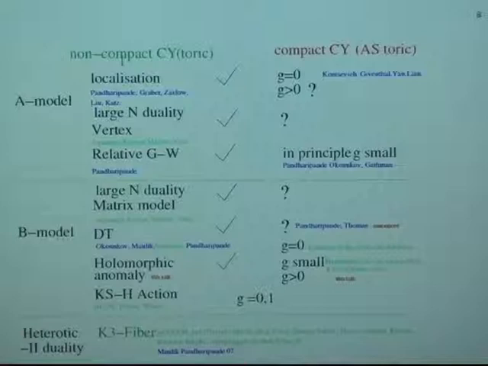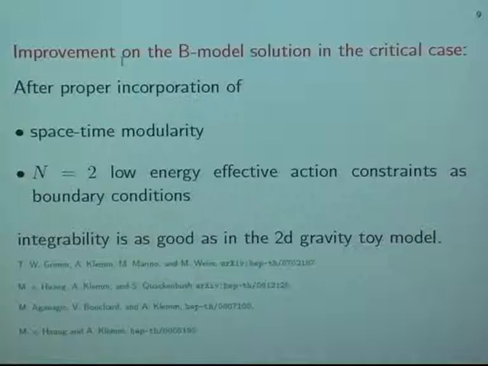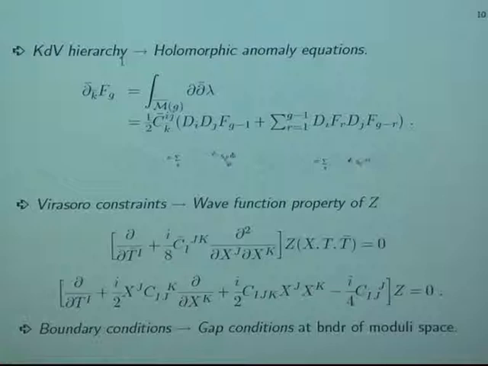So now the improvement in the critical case for the compact case is of course very, very complicated. And it's built on these publications here. So basically the idea is we have to implement, instead of, so to say, making the theory massless, we use the space-time symmetries. And in particular, we use modular properties. So now if you do this properly, then what we find basically is that this KdV hierarchy is essentially replaced by the holomorphic anomaly equations, which is clear. So this is a rough overview of what happens.